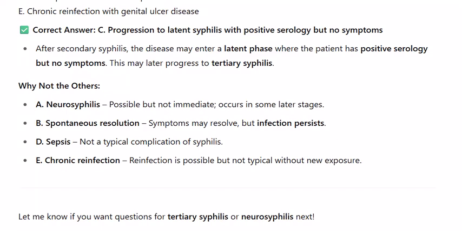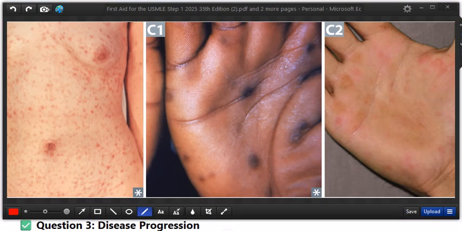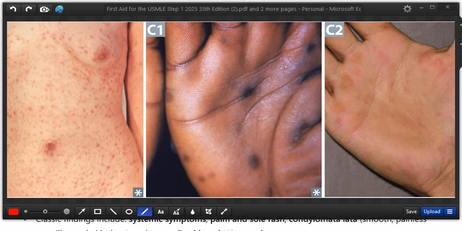Here are 3 USMLE-style multiple-choice questions focused on secondary syphilis, each with 5 answer choices and full explanations for the correct and incorrect options.